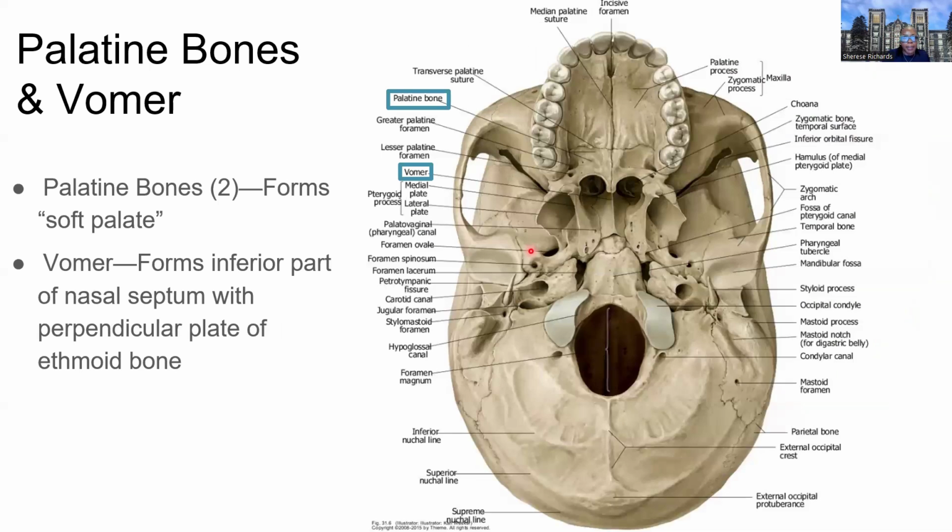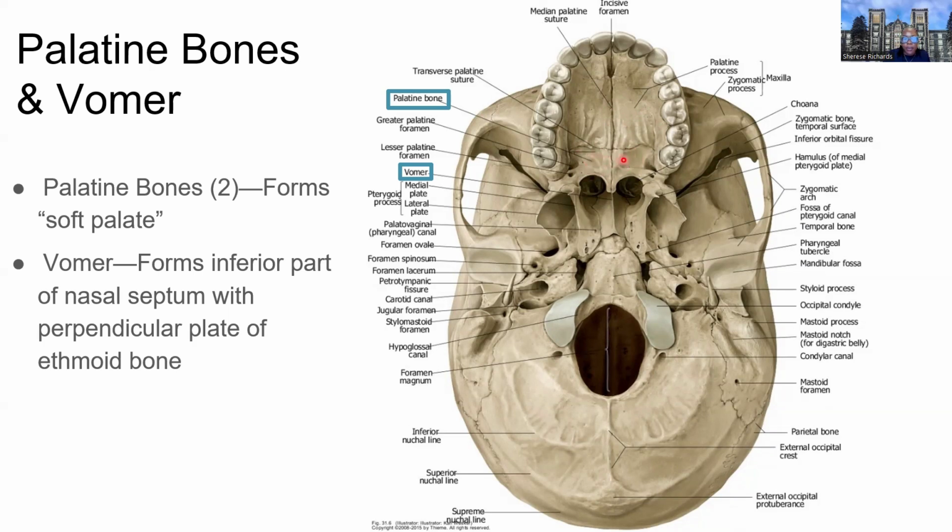Now, looking at the palatine bones, the rest of the hard palate. So the anterior part of the hard palate is formed by the palatine processes of the maxilla superiorly, and then the back of the palate, the continuation posteriorly of the palate, is formed by the paired palatine bones.